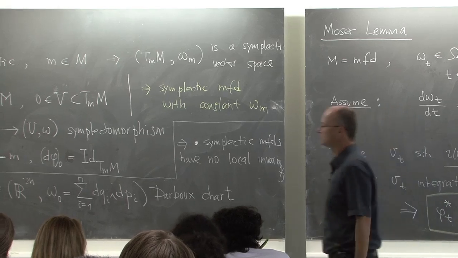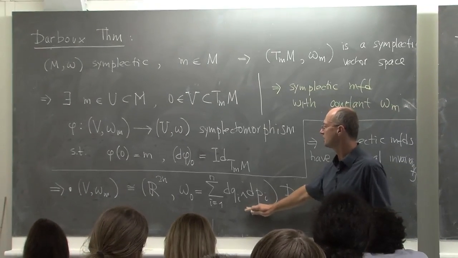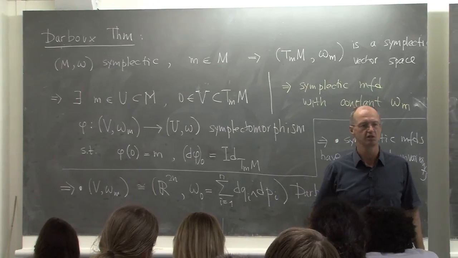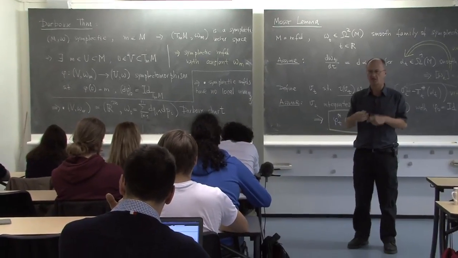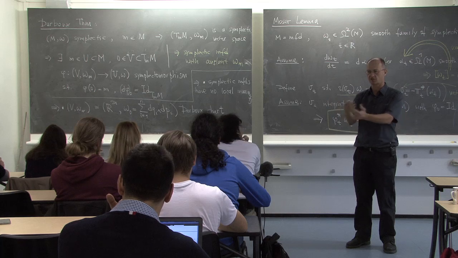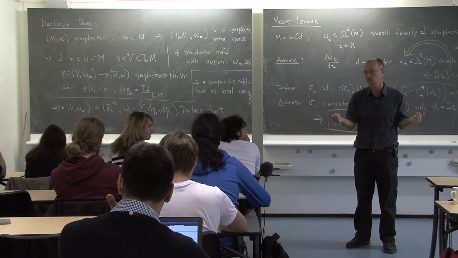So from this perspective, depending on interpretation, one can say that it shows that symplectic geometry is a little bit dull or empty, right? Because locally, nothing is going on.